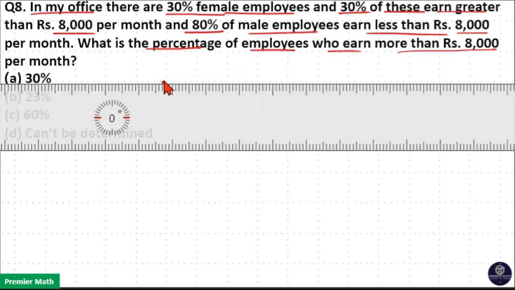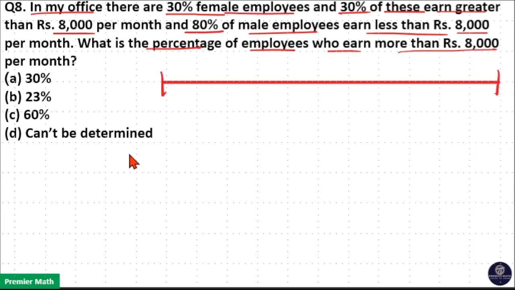Here let us consider there are total 100% employees in my office and 30% are female employees. Here the question doesn't say how much percentage is the male employees. 30% are female employees means 100 minus 30, remaining 70% are male employees. Now 30% of these earn. This means 30% of these female employees earn greater than rupees 8,000.